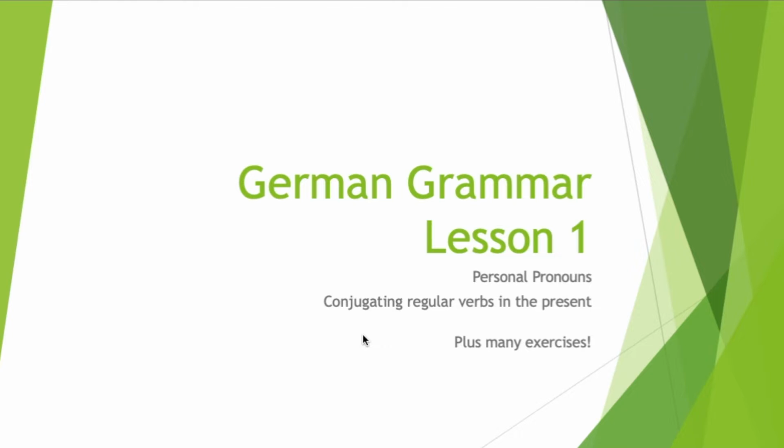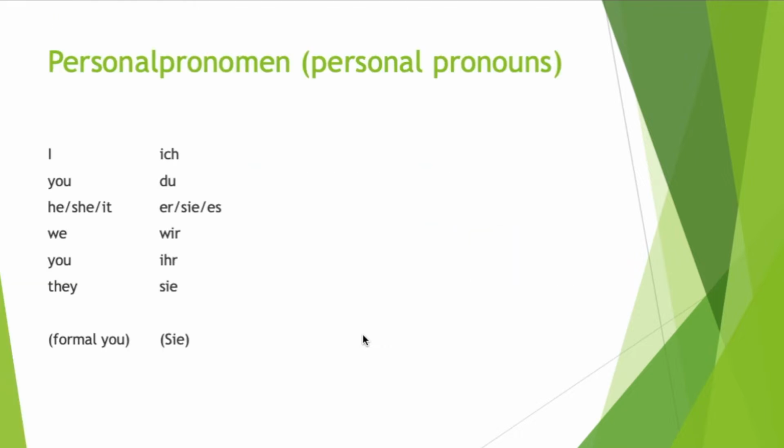So in English, the personal pronouns are I, you, he, she, it, we, you, they, and then there's this formal you. Don't pay attention to that right now. And in German, it is ich, du, er, sie, es, wir, ihr, sie. As you can see, we have multiple ways to say you in German. There's 3 ways to do it. Du, ihr, and Sie. All of them are you in English.